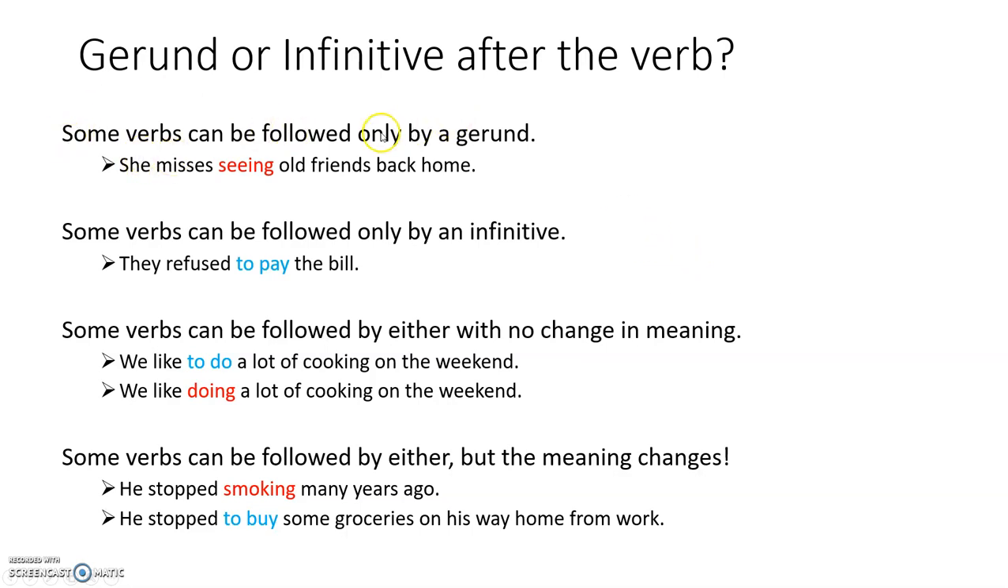So some verbs can be followed only by a gerund. Some can be followed only by an infinitive. Some can use either one, and the meaning doesn't really change. So these two sentences give the same meaning. Some verbs can be followed by gerund or infinitive, but the meaning changes. So those are probably the most confusing ones. Your book has a list of those, and it shows you some good examples to clarify those differences for you.